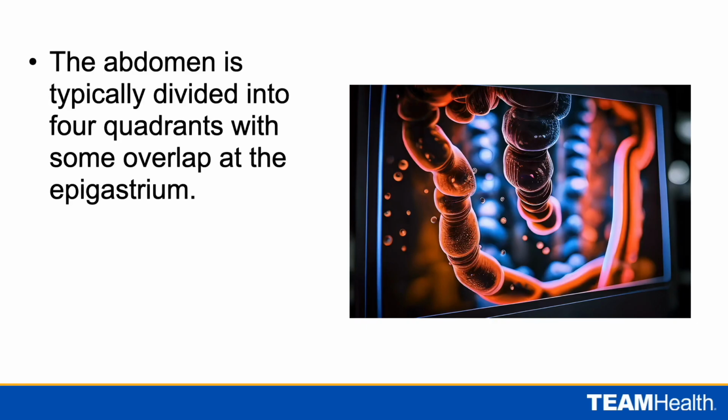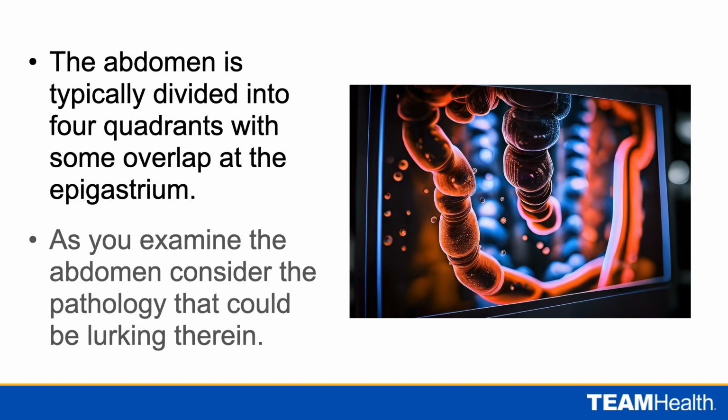The abdomen is so much more than just a magic box full of guts and organs. It is helpful to imagine the abdomen as the sum of its component parts and to think of every quadrant of the abdomen. As you recall, the abdomen is typically divided into 4 quadrants with some overlap at the epigastrium. As you examine the abdomen, consider the pathology that could be lurking therein.